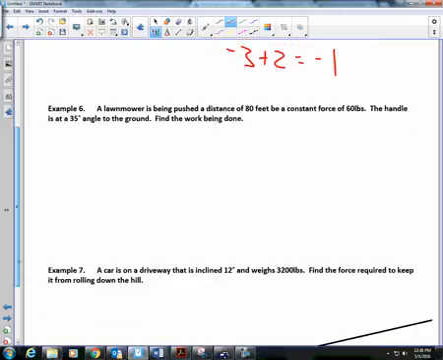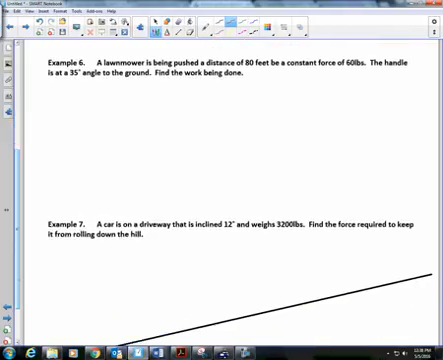So let's do the lawnmower problem. Let's apply this to the real world so you can see how it works. We have a lawnmower, and it's being pushed. Okay. You're a weird stick figure.